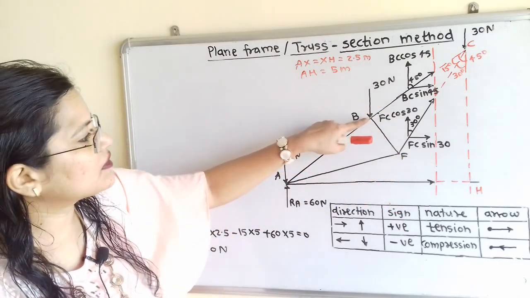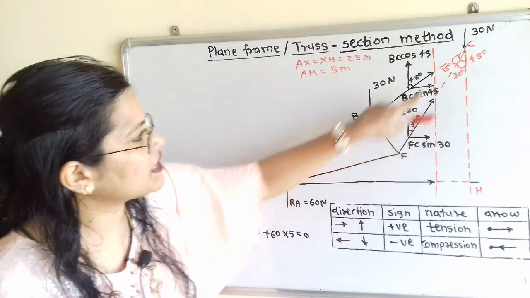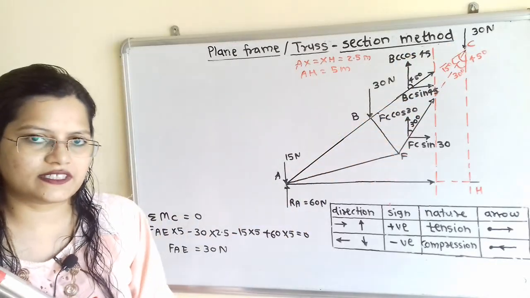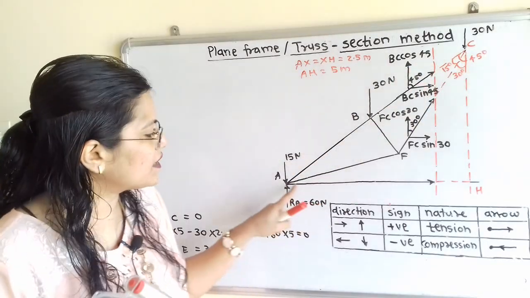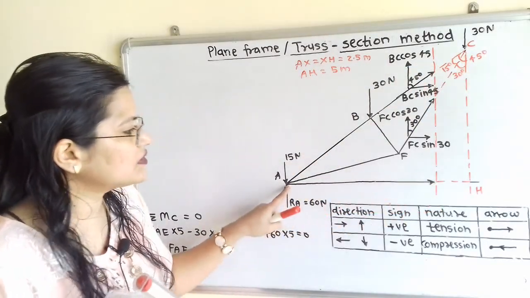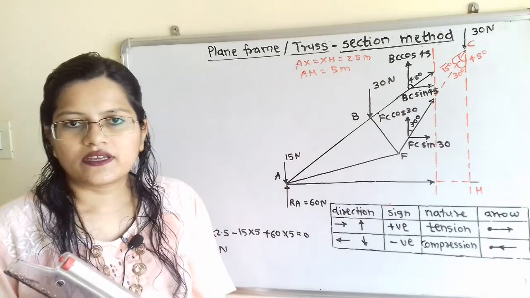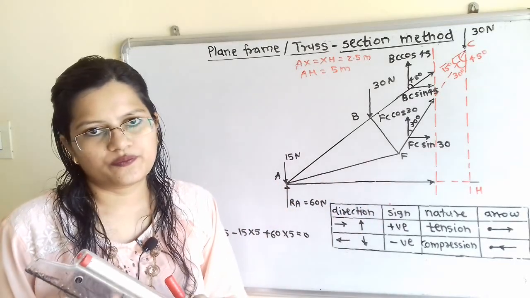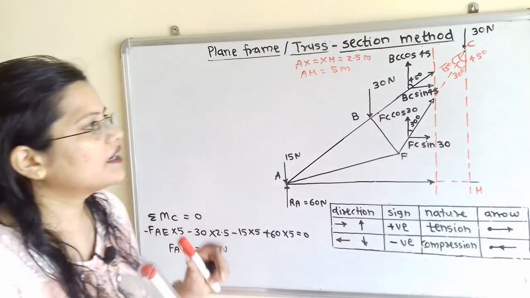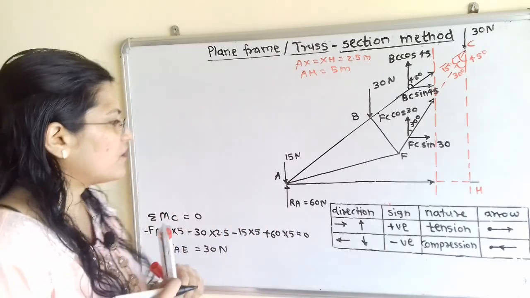Now if we observe, this member BC as well as FC is passing through the point C. So it will become 0. And if we apply this rule, then there is only one unknown force, AH, and we can easily find out this one unknown value. So we will apply the moment of all the forces.